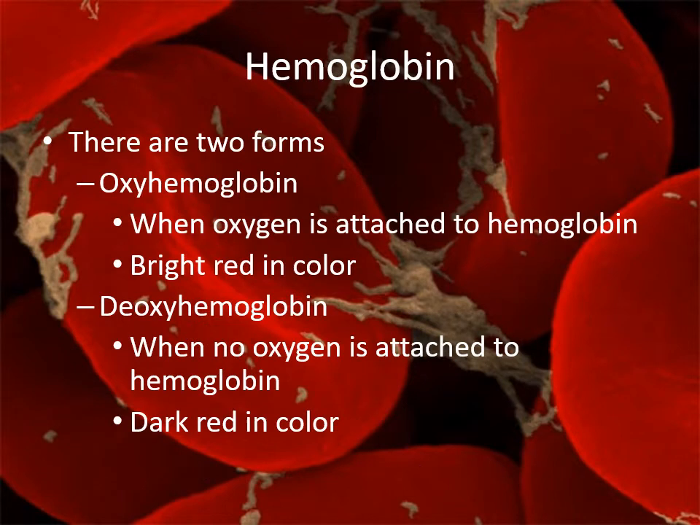The hemoglobin protein comes in 2 forms. One is the oxyhemoglobin, and that is when oxygen is attached to hemoglobin, it takes on a very bright red color. The other one is deoxyhemoglobin, and when there's no oxygen attached to the hemoglobin, it takes on a dark red color. At no point is your blood ever blue. It's either a bright red or a dark red. Bright red in the arteries and dark red in the veins.